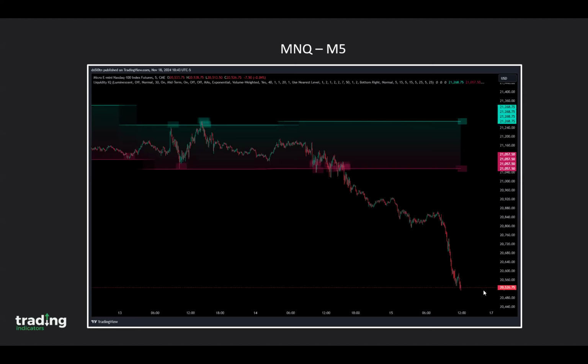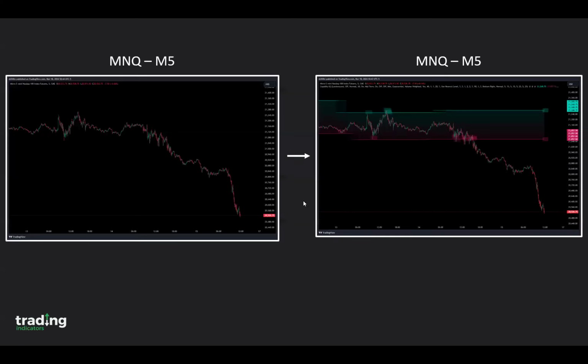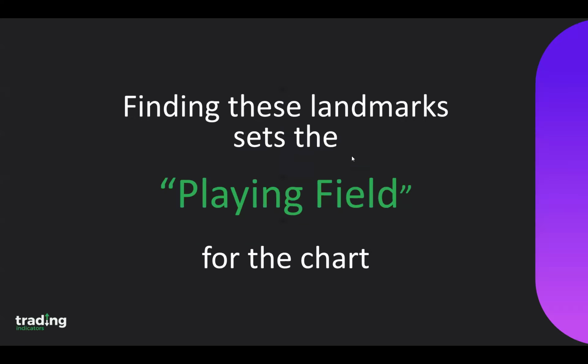I believe just by having knowledge of these levels, things will become a little bit clearer for you and also for me as a trader. Being able to go from this naked chart to a chart which has these key levels, these landmarks as we call them, can make all the difference, because we believe having knowledge of these landmarks will set the playing field on your chart.